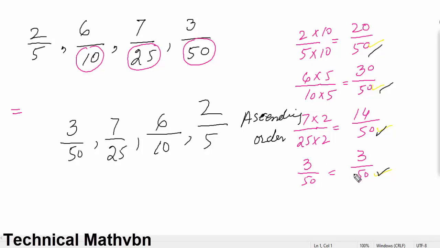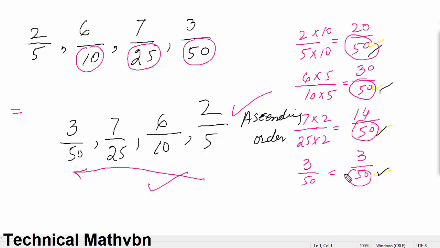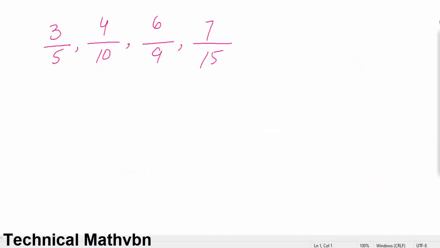We make all the denominators the same. After making the same denominator, we can easily judge which is the largest and which is the smallest fraction. This is in ascending order. Reverse these fractions, and that will become descending order. Very simple. And we can do another question. Here we have a question that is 3 over 5, 4 over 10, 6 over 9 and 7 over 15. We have to write it in ascending order and in descending order.